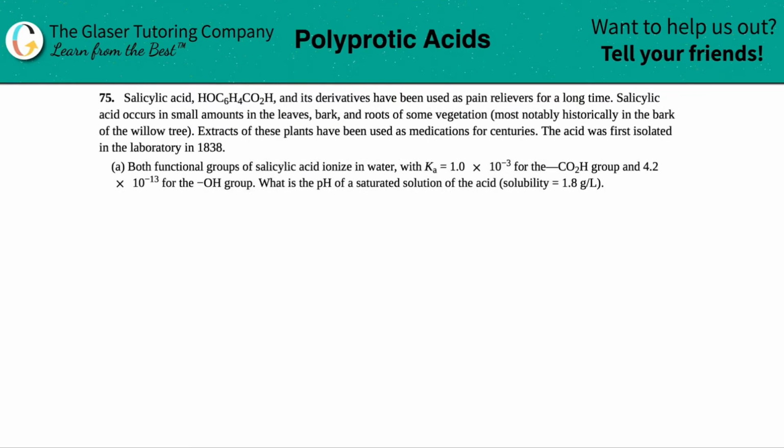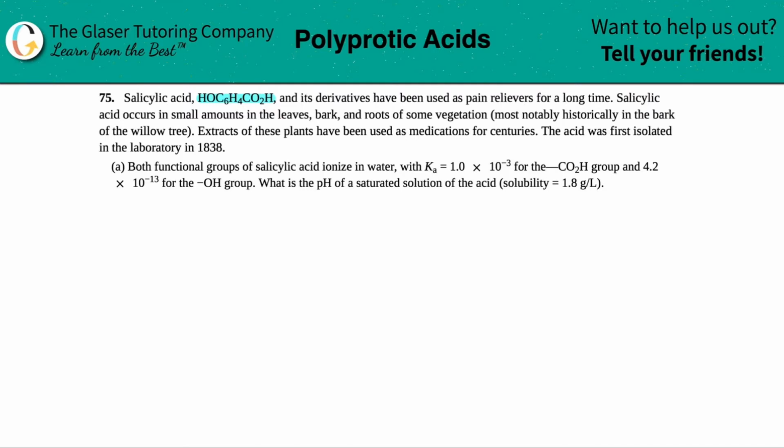Number 75, salicylic acid, which is HOC6H4CO2H, and its derivatives have been used as pain relievers for a long time. Salicylic acid occurs in small amounts in the leaves, barks, and roots of some vegetation, most notably historically in the bark of the willow tree. Extracts of these plants have been used as medications for centuries. The acid was first isolated in the laboratory in 1838.